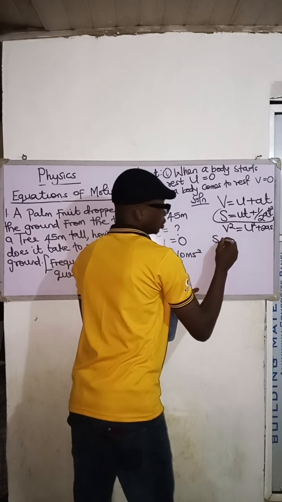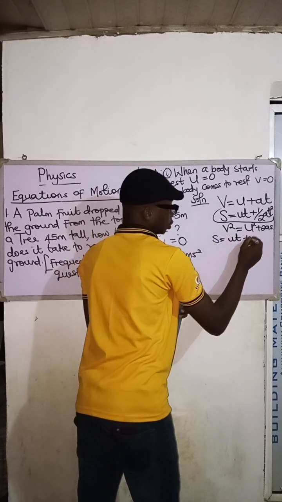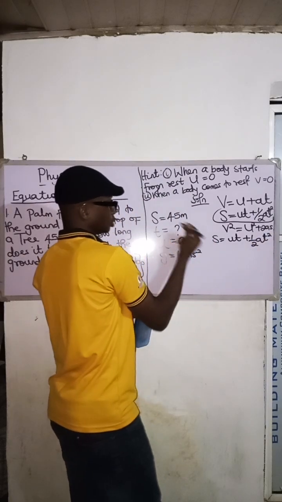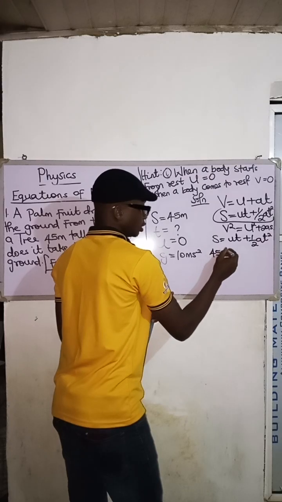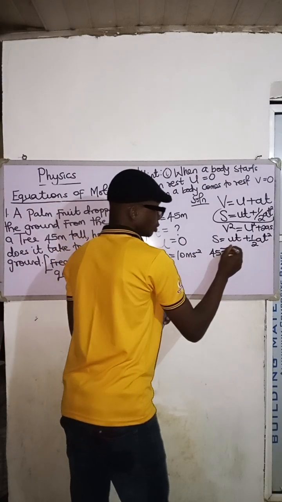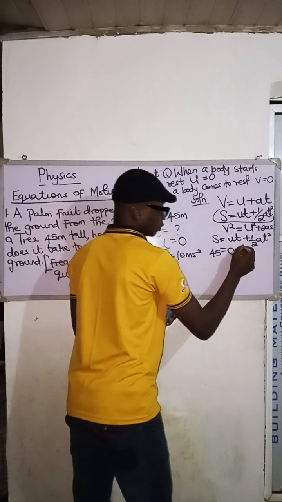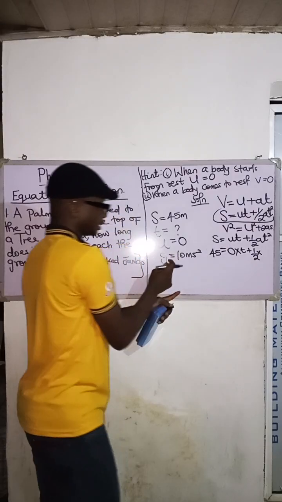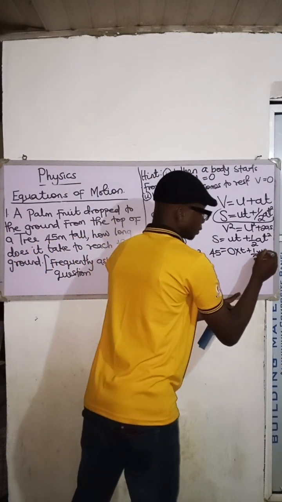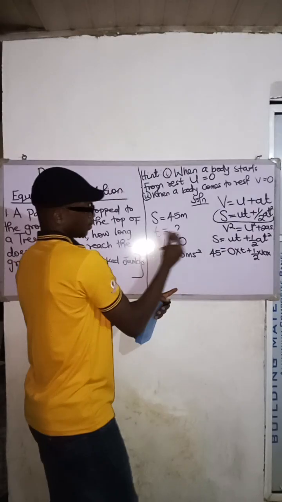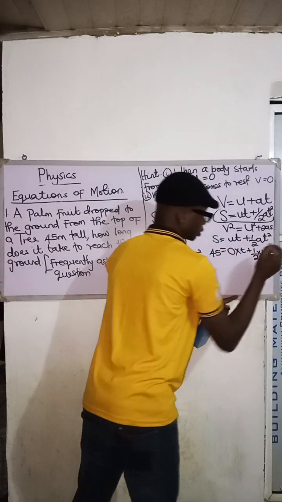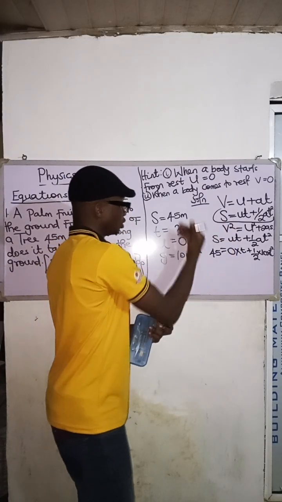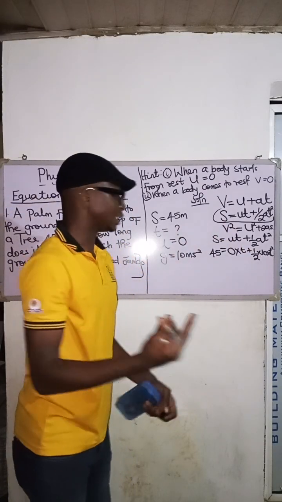s is equal to ut plus 1 over 2 at squared. What is s from the question? 45 is equal to, what is u? u is 0, times t, that's what we are asked to calculate for, plus 1 over 2 times a, which in this case is acceleration due to gravity, 10, times t squared. We don't know what t squared is. I just substituted everything, I replaced the values here.